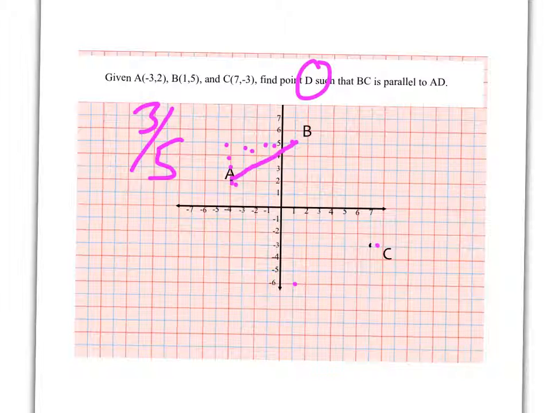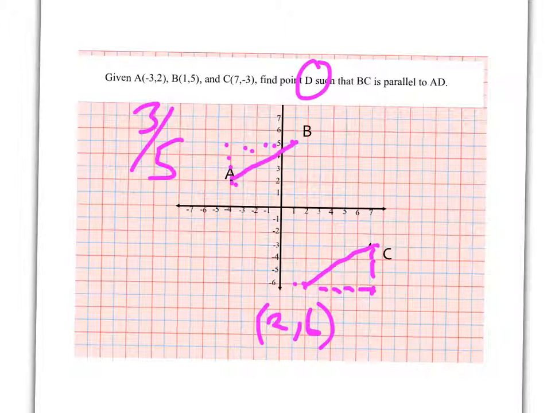So let's work backwards. Let's go down 3 from C, 1, 2, 3, and over 5, 1, 2, 3, 4, 5, and put a point right there. That point, which is the point (2, -6), is D, and should complete that parallelogram.